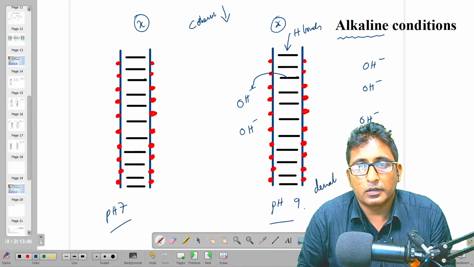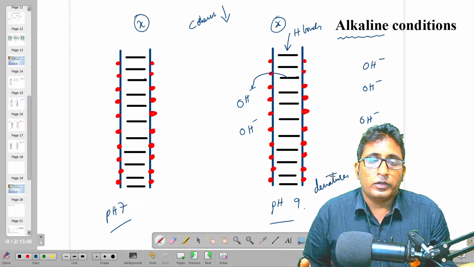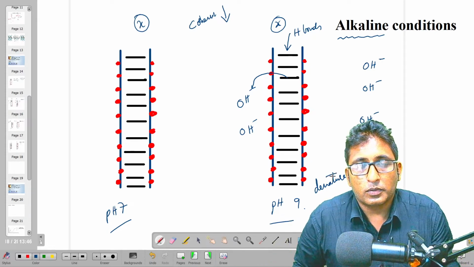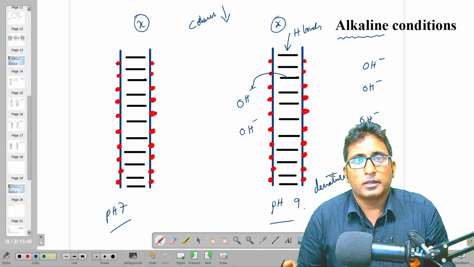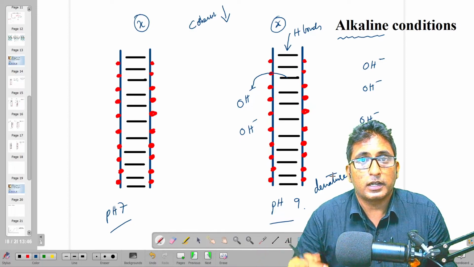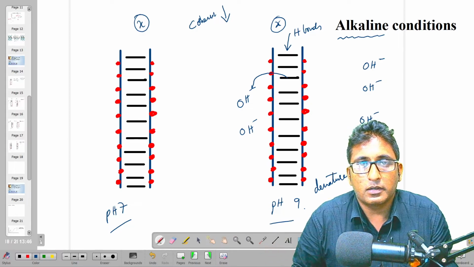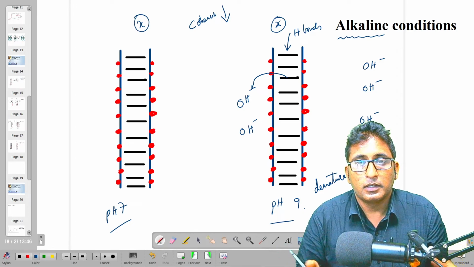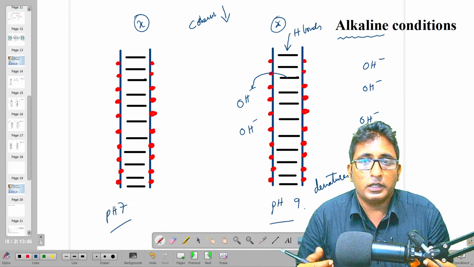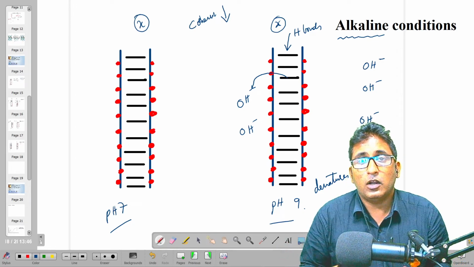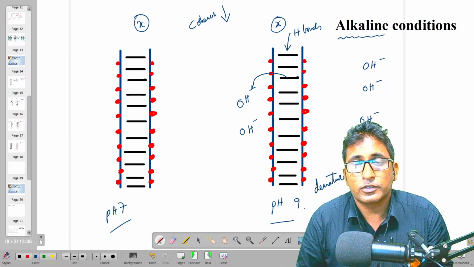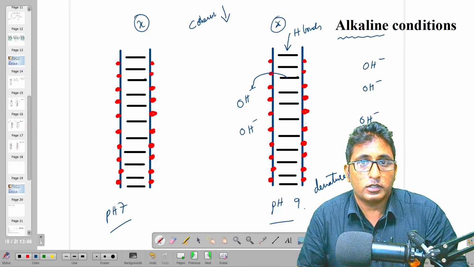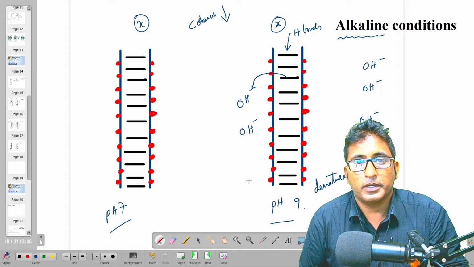When we do experiments like isolation of DNA, we use the alkaline lysis method. Isolation of plasmid from bacterial cells has these principles in it. The alkaline conditions allow ready denaturation of nucleic acids. That is what we should probably remember.